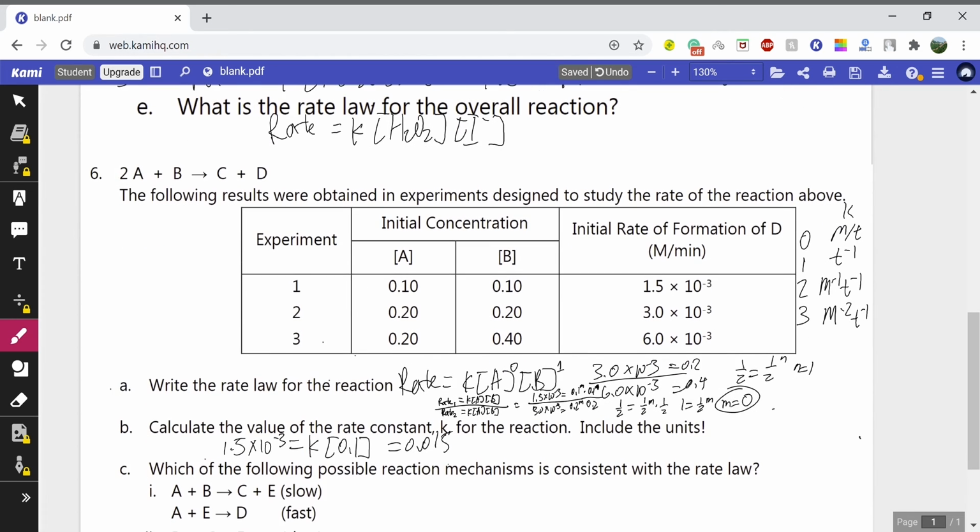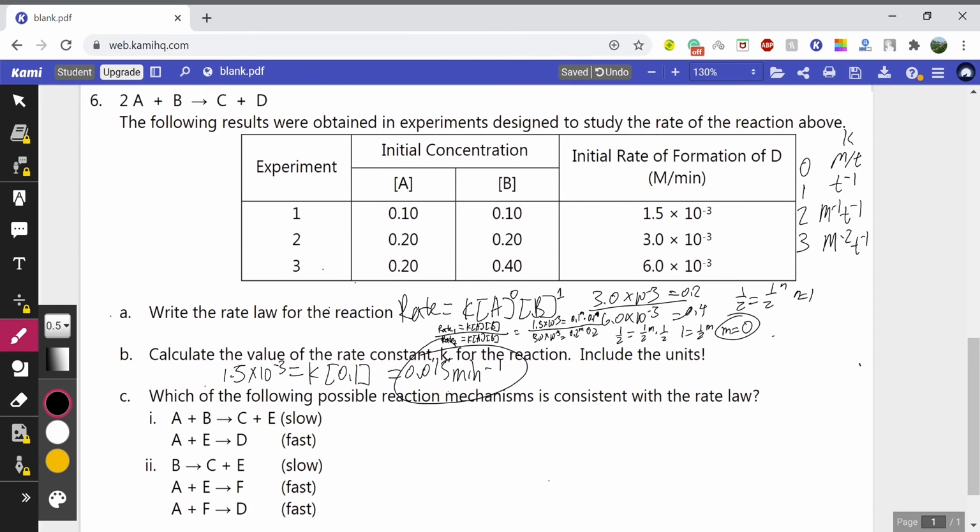What is the overall order? K is dependent on the overall order. Because a is 0, 0 plus 1 only makes it 1. So this is a first order overall reaction. And for first order, we're going to use time to the negative 1st power. What is the unit of time? It's minutes, as we can see over here. So our units will be minutes to the negative 1st power. So 0.015, unit will be minutes to the negative 1st power.